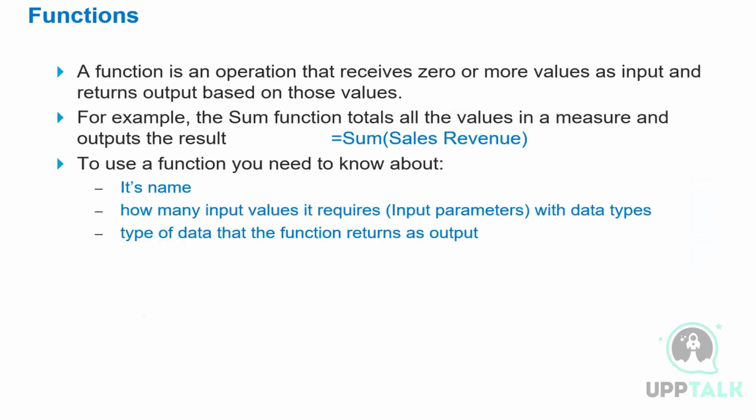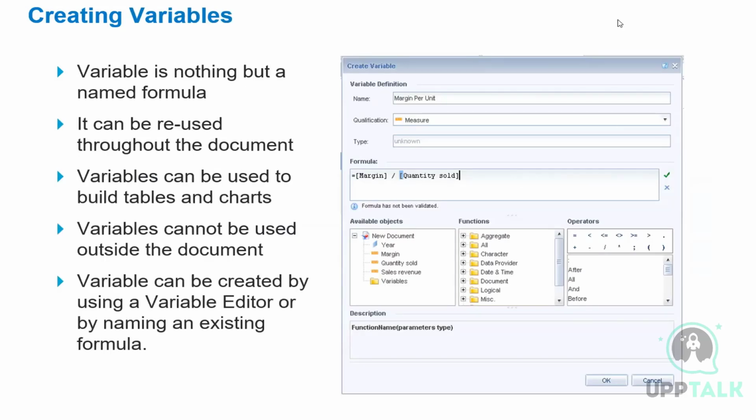These are the types of functions available. If you see here in our variable panel, we can see functions. These are the types of functions, like aggregate. Under aggregate, we can see functions like sum, max, minimum, average. So those are aggregate functions.